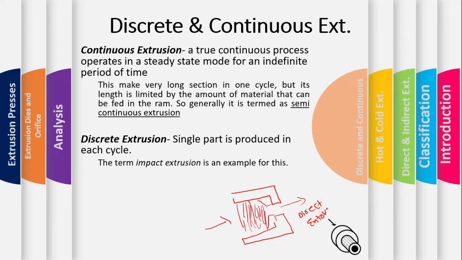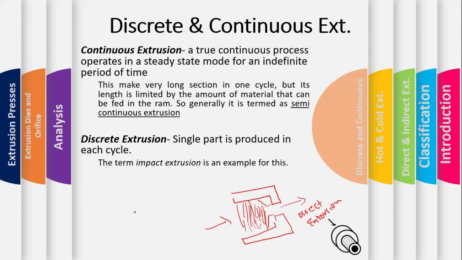A continuous extrusion will always be a direct extrusion, because we have studied in the last slide that indirect extrusion cannot manufacture or produce the longer parts. Only discrete parts can be made in the indirect one. So a continuous process will always be a direct extrusion process. And in the case of the discrete extrusion, a single part is produced in each cycle.